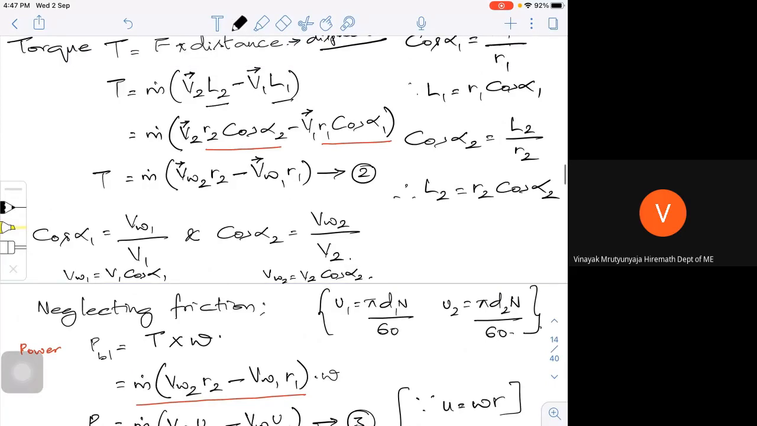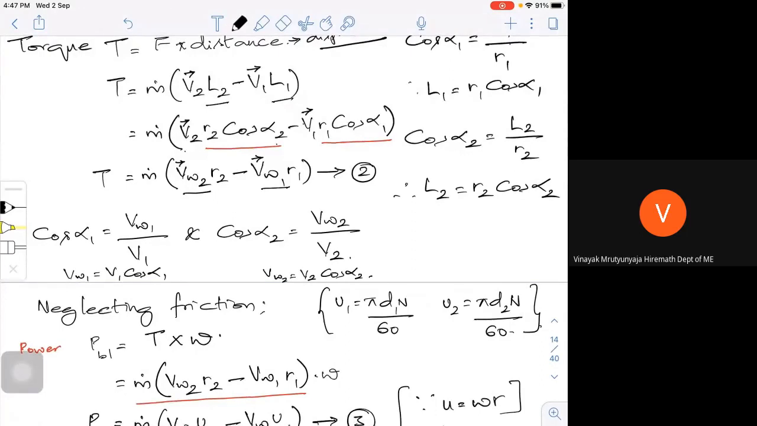So what I am trying to do, I will retain R2 as it is. I will write V2 cos alpha 2 as VW2 and V1 cos alpha 1 as VW1. So my torque has become mass flow rate into VW2 into R2 minus VW1 into R1. Now this equation depends on what type of machine it is. If it's a compressor, where the energy at the outlet is more compared to inlet, it becomes VW2 into R2 minus VW1 into R1. If it's a turbine, what will happen? This will become VW1 into R1 minus VW2 into R2. This is how the energy flow takes place, and I can write this equation.